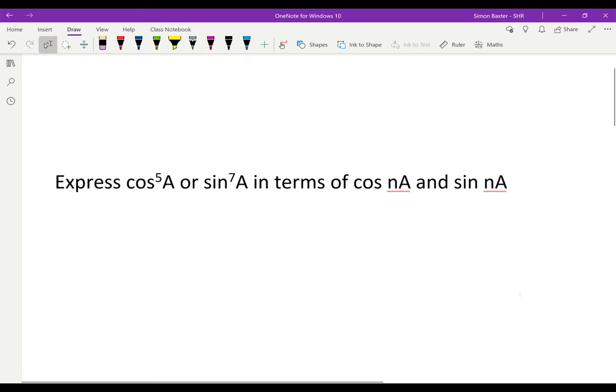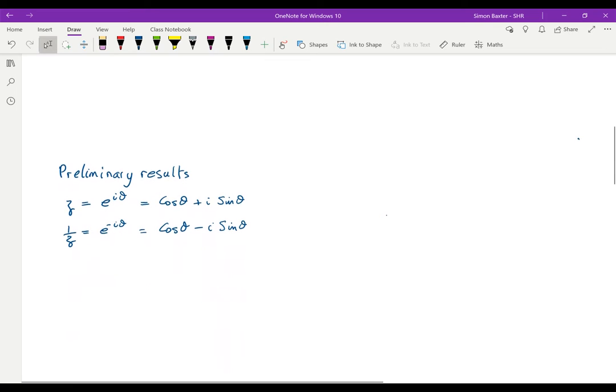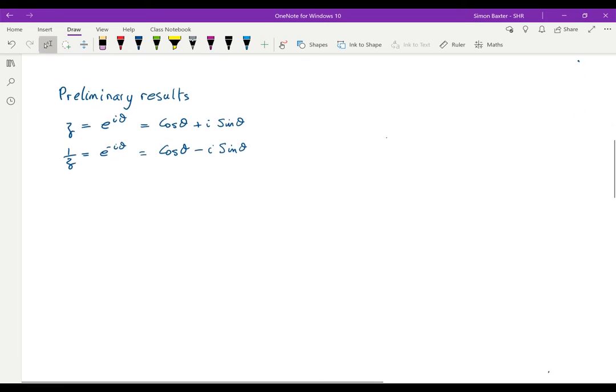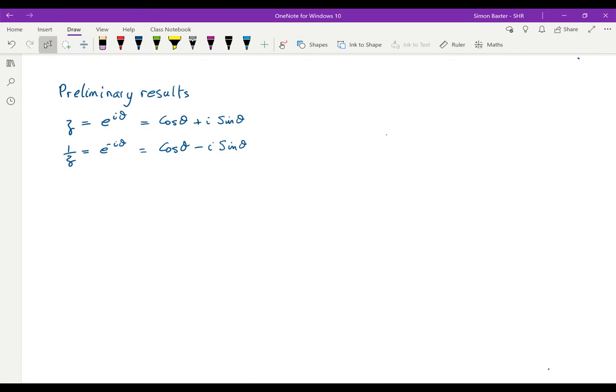Before we can do that, we have to look at one or two preliminary results. We know, or we should know, that z, which is e to the i theta, is cos theta plus i sine theta. 1 over z, therefore, is e to the minus i theta. That's cos of minus theta, which is the same as cos theta, plus i sine of minus theta, which is the same as minus i sine theta.